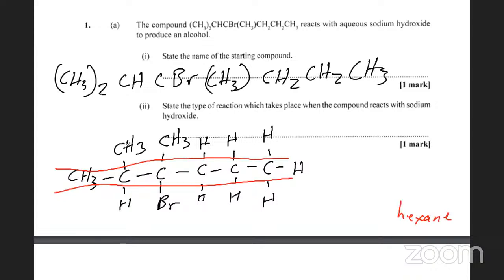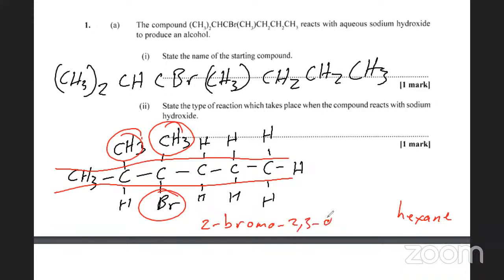We have a methyl group on carbon 2, and the next one on carbon 3, and we have a bromine group. So we have to list them in alphabetical order. It would be 2-bromo-2,3-dimethylhexane. Bromine is on carbon 2, and we have two methyl groups, that is why we say dimethyl, and they're on carbons 2 and 3. So that is the name of this compound.